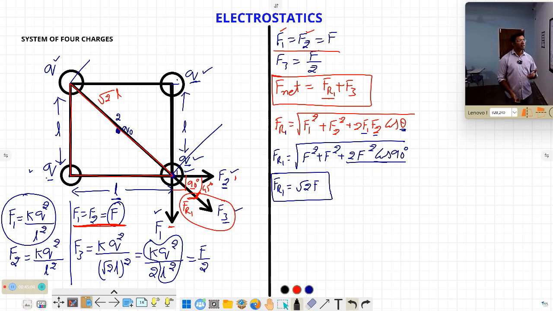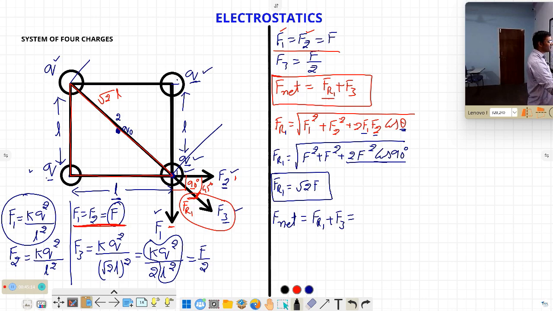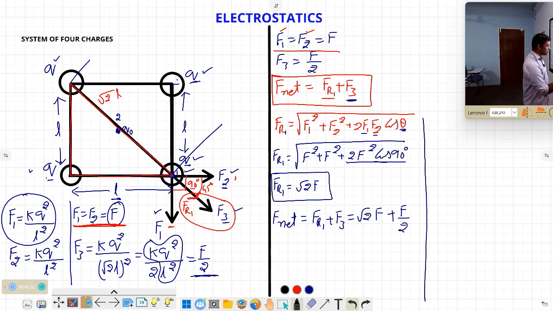So FR1 you got is root 2 F. Now our requirement is F net. So net force is equal to nothing but FR1 plus F3. Now what is FR1? Root 2 F, plus F3. The F3 value we already calculated in terms of F, that is F by 2. So if you solve this, F net, the net force acting on the charge, is equal to F, taking it common, root 2 plus 1 by 2.